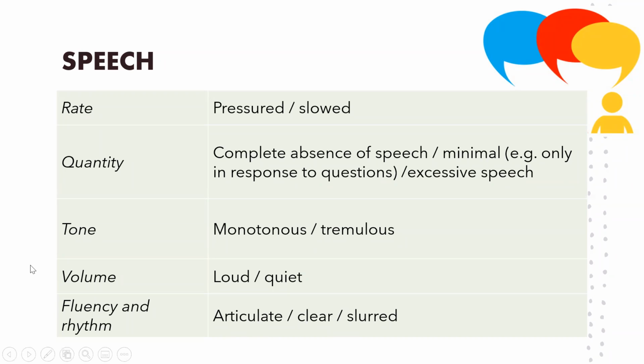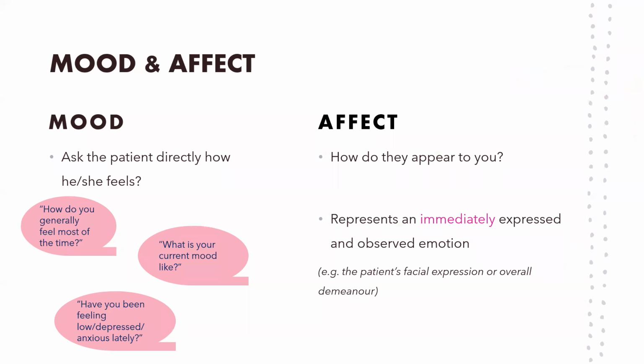You can also comment on the tone and volume. So, are they talking loudly or quietly? Is their speech clear and articulate, or is it slurred? Obviously, you don't have to mention everything in speech. So, let's say that when you're talking to the patient, you only notice that there's an abnormality in the rate and quantity. So, you can only comment on that. The others are just suggestions, or if it was something too obvious.